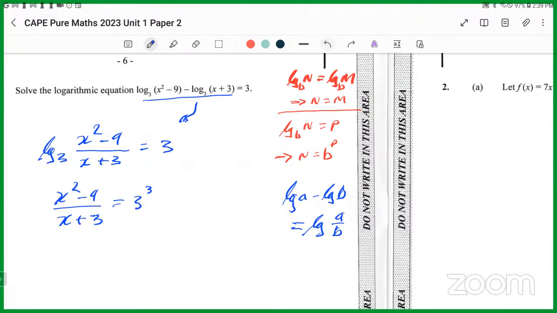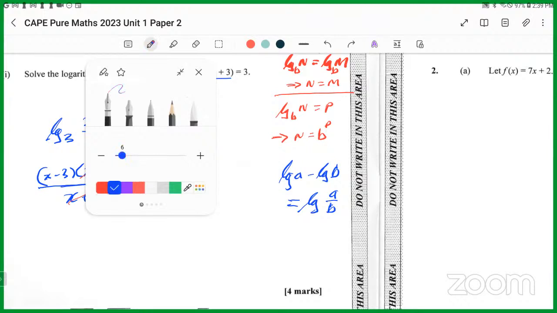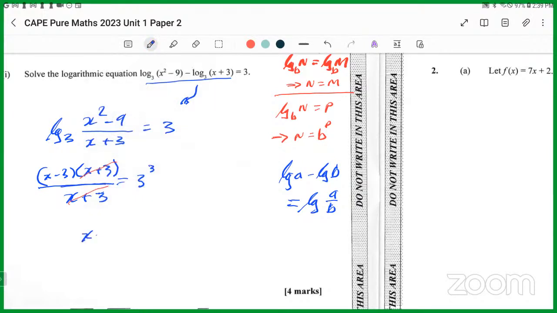So instead of writing this as x squared minus 9, I can instead write it as x minus 3 times x plus 3. And what that means is that the x plus 3 would cancel from here and there. And this becomes 27. And so we end up getting x minus 3 equals 27, which would then mean that x is equal to 30. That would be the answer.